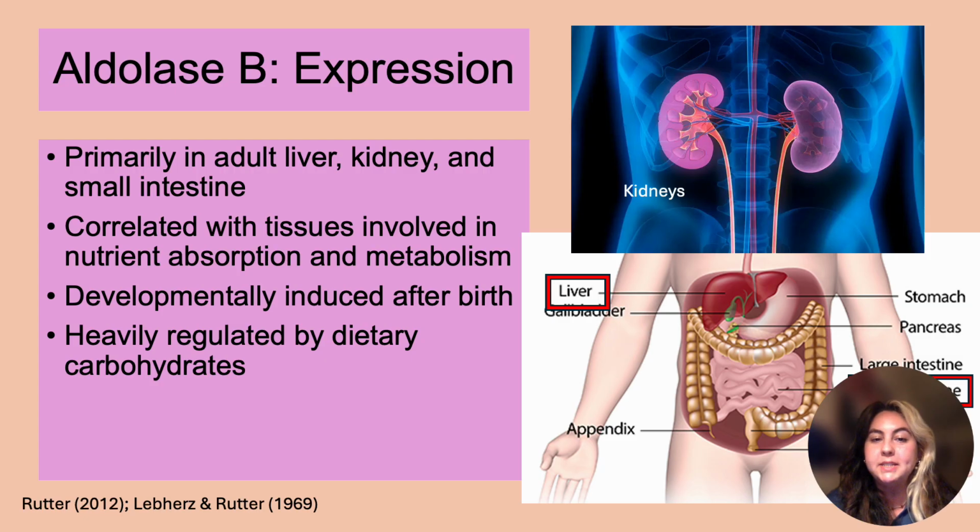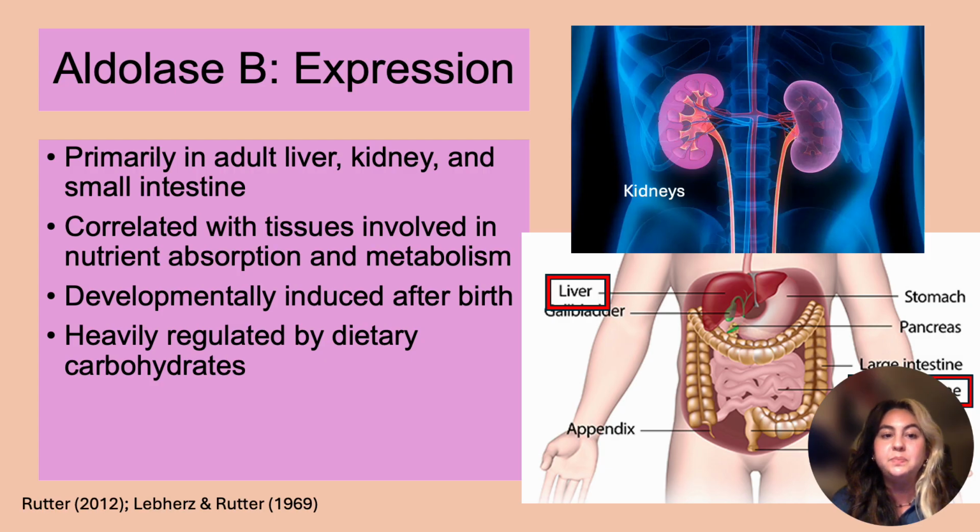As we mentioned, aldolase B is primarily going to be expressed in the adult liver, kidney, and small intestine. So it's correlated with tissues that are involved in nutrient absorption and metabolism. So in the liver, the highest expression is going to occur in hepatocytes. It's a central player in breaking down that fructose 1-phosphate into usable energy intermediates. That's going to be the glyceraldehyde and the DHAP, like we discussed previously. And then in the kidney, it's going to be expressed in the renal cortex to support renal gluconeogenesis and fructose metabolism. And then in the small intestine, it's going to be expressed in intestinal mucosa to handle dietary fructose absorption and the initial processing of sugars.